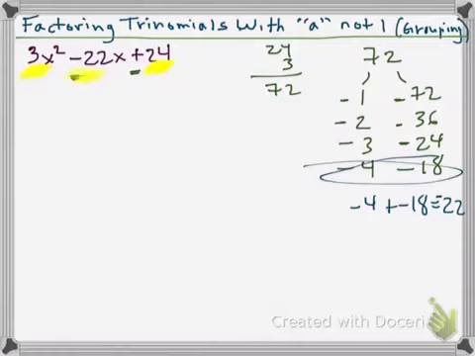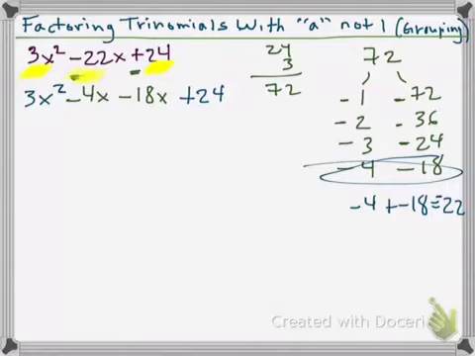And now the grouping way, you actually turn your trinomial into a 4-term polynomial and you factor by grouping. So I'm going to keep the first and the last term just the same and then create a new middle term. I'm going to turn that negative 22x into a negative 4x and a negative 18x. So now I have 2 terms instead of that one 22 term.